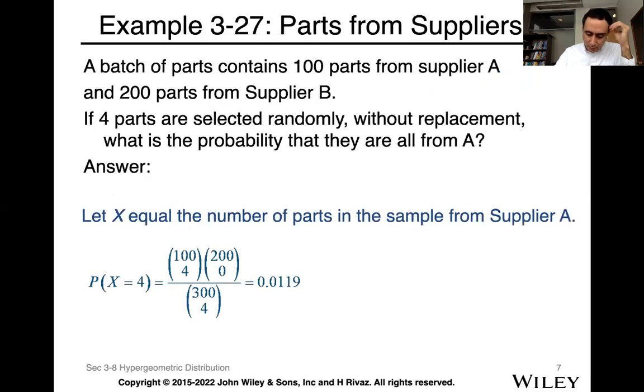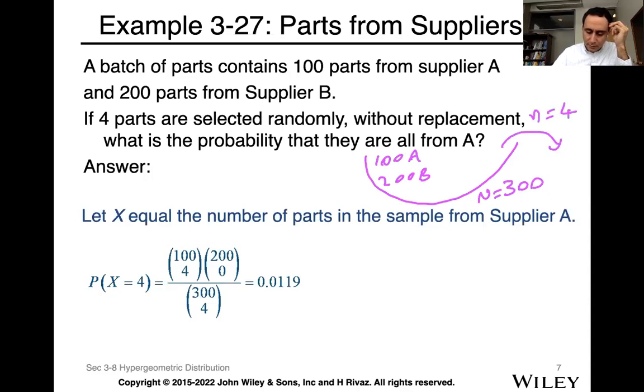So let's look at one example. We have a batch that contains 100 parts from supplier A and 200 from supplier B, right? So here I can say that I have 100 from supplier A and 200 from supplier B, right? So my N, which was the total number of samples in this case, is going to be 300. If 4 parts are selected randomly, so n is 4 parts, without replacement, what's the probability that they are all from A, right?